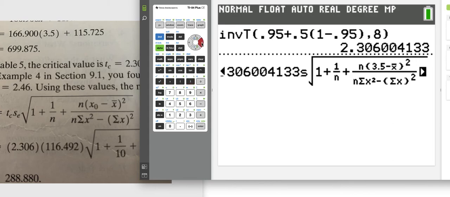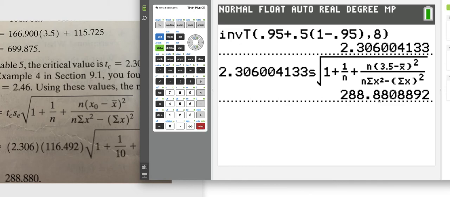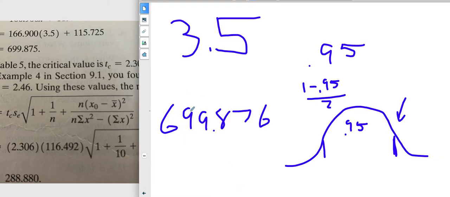Quite a little bit here we have to do. Hopefully this pulls up to be the right answer. This should be 288, which it is. And now we're going to take our original value of 699.876.